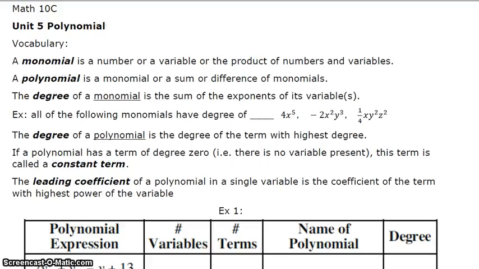This is week 4, and let's skip to Unit 5, Polynomials, and we'll leave Unit 4, Trigonometry, in September. Now for this unit, first you need to know some terminology and vocabulary.